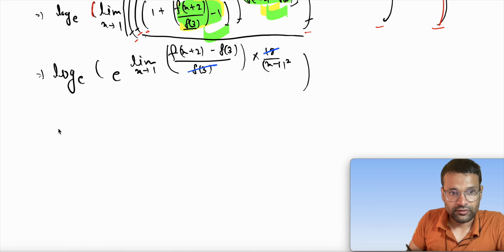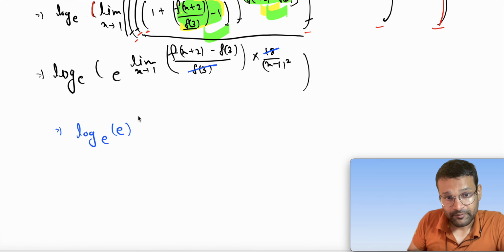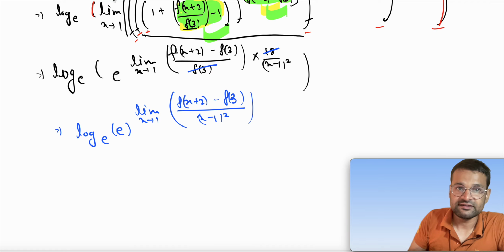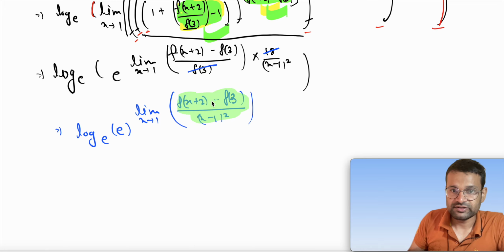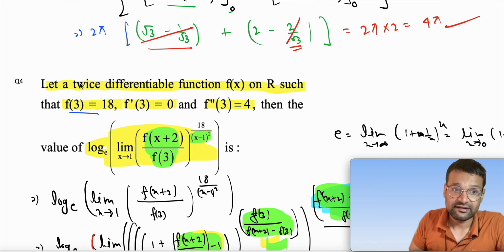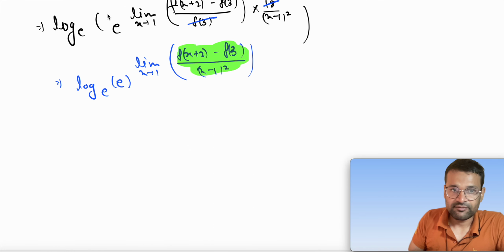Now it looks like log e power limit x tends to 1, f(x) plus 2 minus f(3) upon (x minus 1) whole square. Now you can apply L'Hospital rule, because here is the 0 by 0 form, because when we put x equal to 1, here is f(3) minus f(3) by 0. The question also mentions that f is a twice differentiable function, so f can be differentiated.